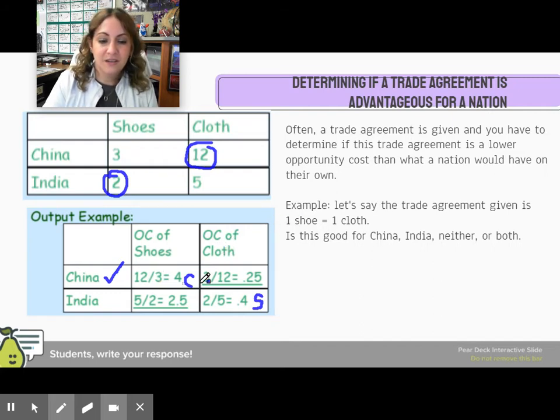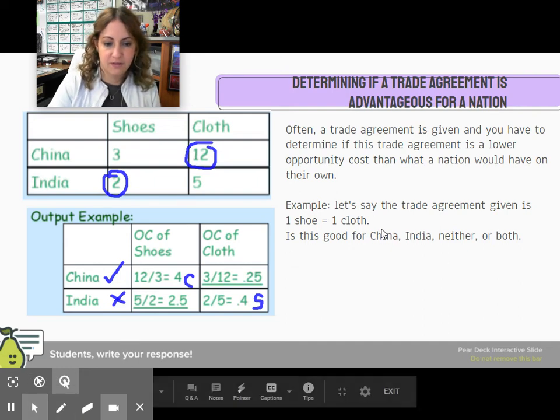So India, they're not going to like this trade agreement because that's asking them to give up more shoes for cloth than they would have done on their own. So they're going to say no to this trade agreement because their opportunity cost number is less than what they would have done here.